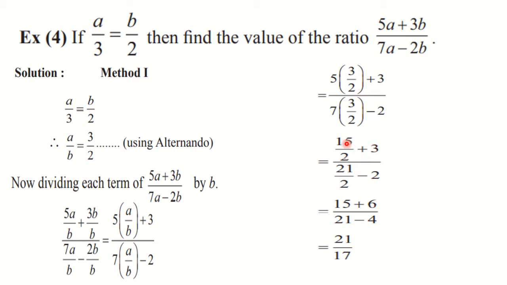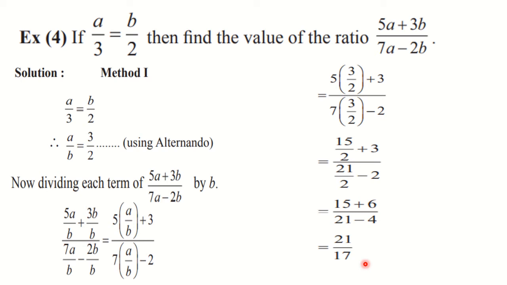So 15 plus 6 divided by 2, and here 21 minus 4 divided by 2. But in this step that divided by 2 is not written, because it is cancelled from both the places, numerator as well as denominator. So what we have: 15 plus 6, that is 21, and 21 minus 4, that is 17. That is 21 upon 17 is the answer. This is the first method.